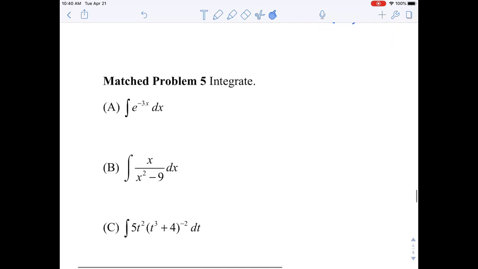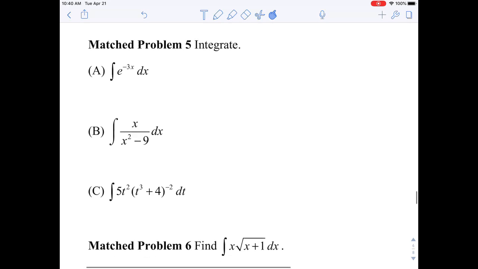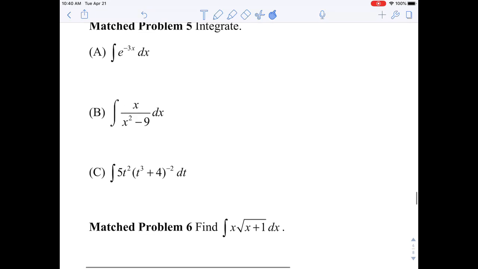So now you have some to try on your own. This problem and the last problem.